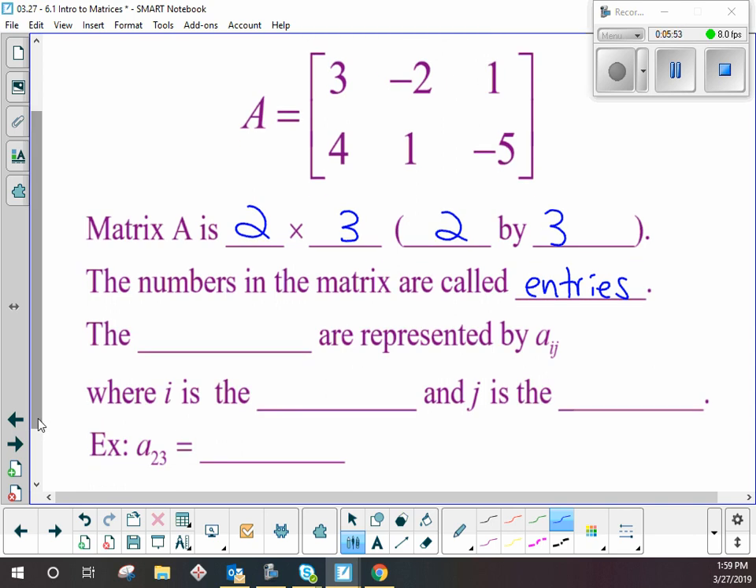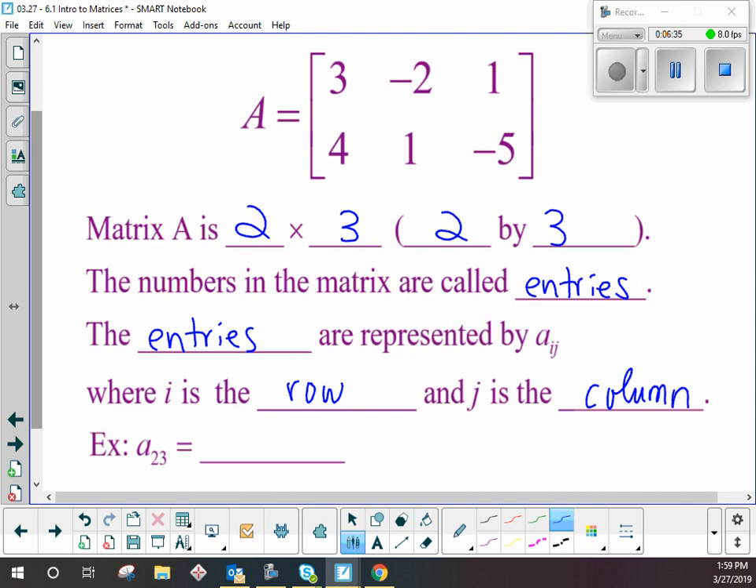That's my last one. The entries are represented by this notation. So here's what's going on in this notation right here. First of all, is this an uppercase or a lowercase a? When we name matrices, we use uppercase letters. That A stands for everything in that matrix. But if I want to pick out one piece of that A matrix, I'm going to use a lowercase a to talk about that specific entry. And then I've got this subscript here, this I and this J, where I is the row for the entry, and J is the column.